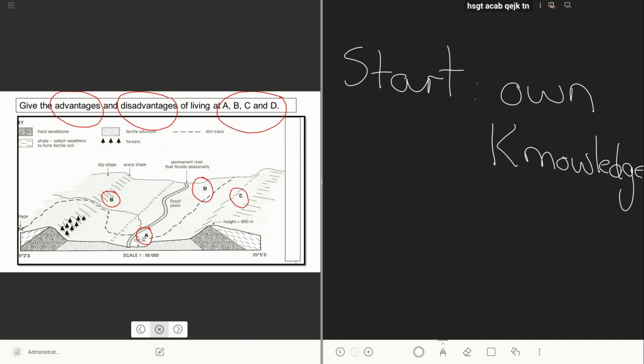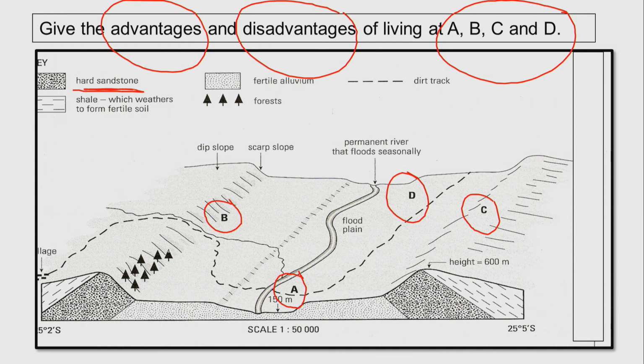What do you know from the picture? Well, first of all, it tells you where hard rock is. Will that rock be fertile or infertile? Probably not. Would you want to live there? No.